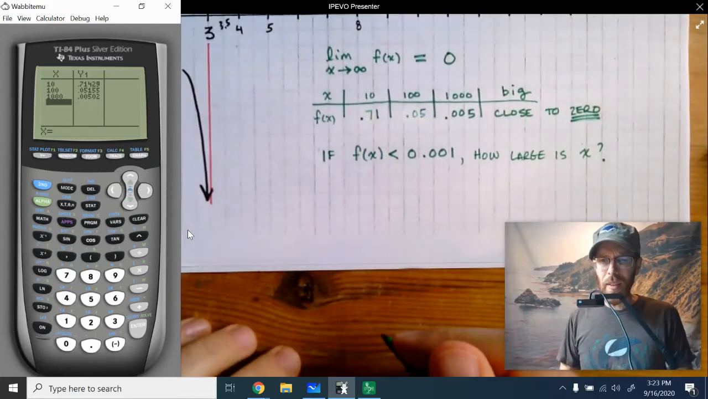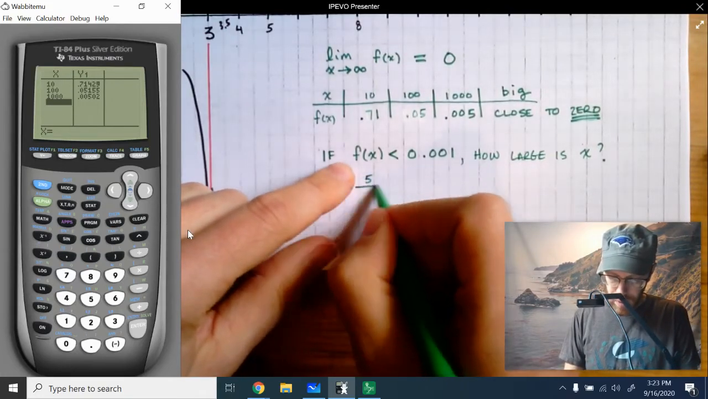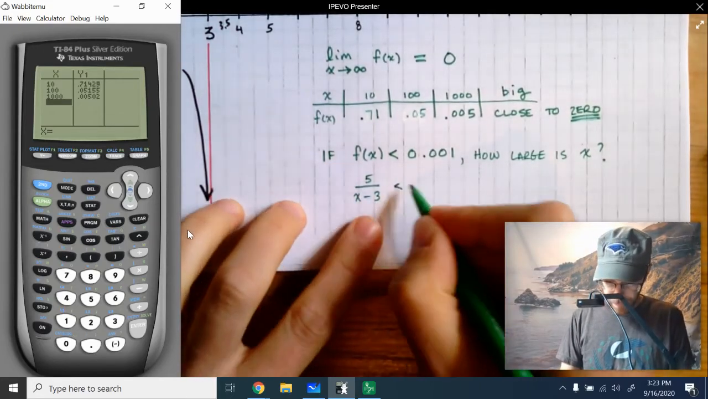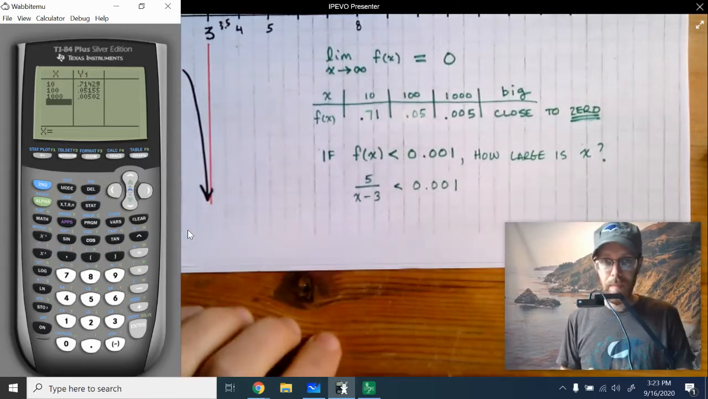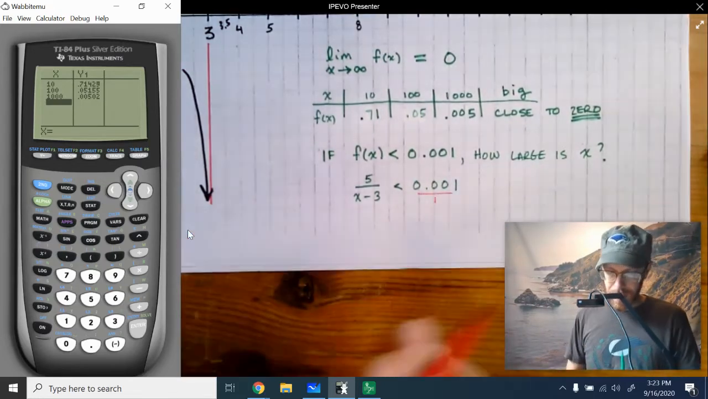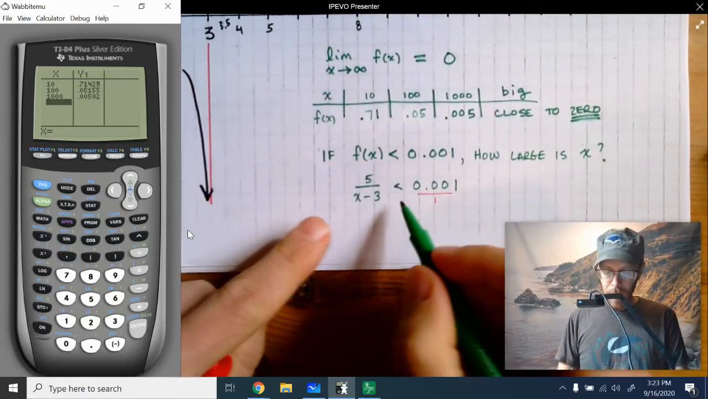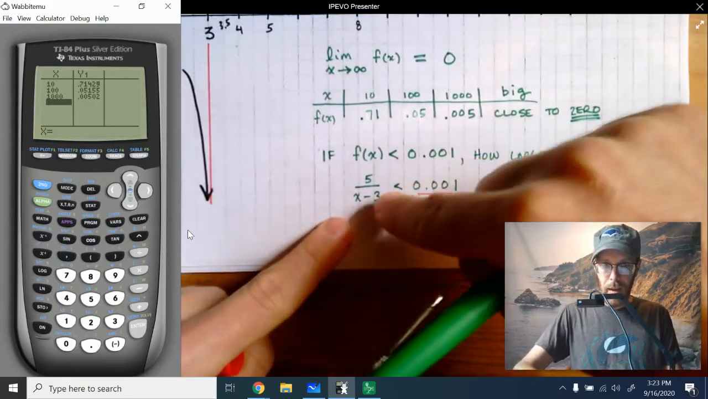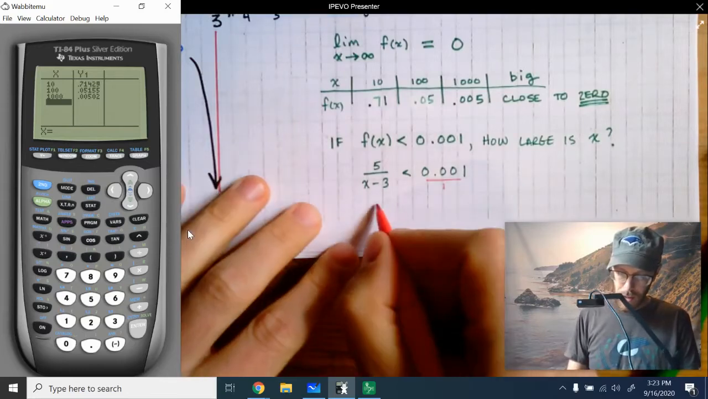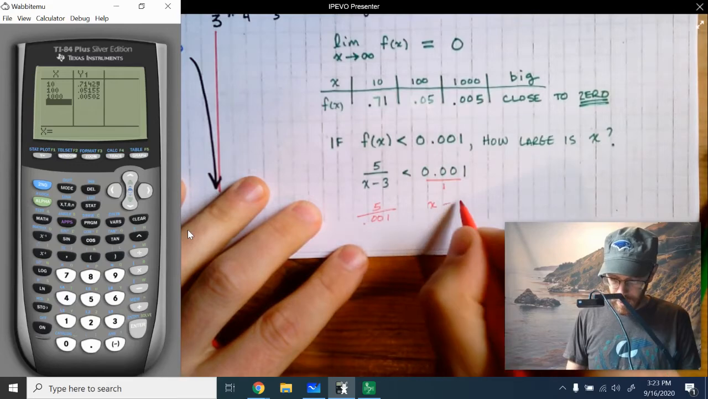So let's just work this one out together. It's going to be similar to the last one we did. You can replace f of x with what f of x is equal to. And same game as we did on the last example. You want to think of it as a proportion, and then you're allowed to swap the things that are on the diagonals when you have a proportion. So this is the same as 5 over 0.001, and then x minus 3.